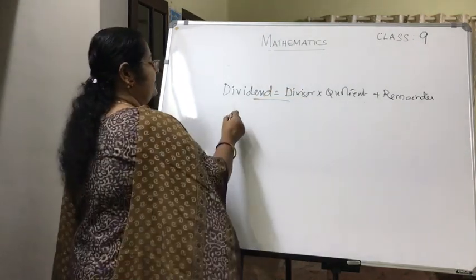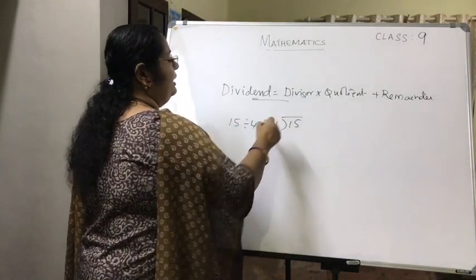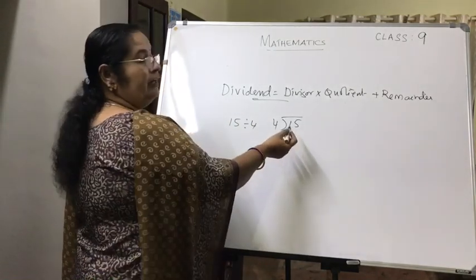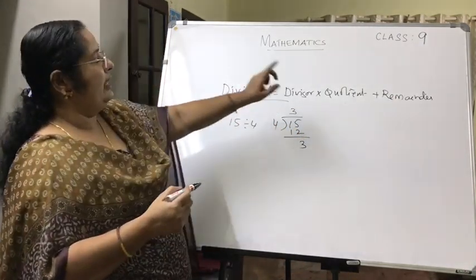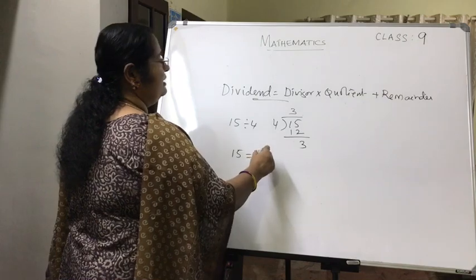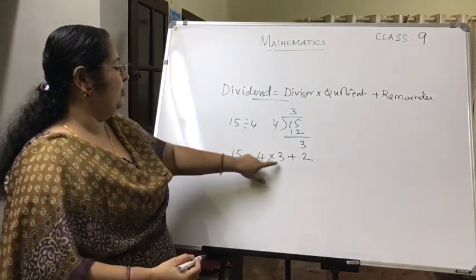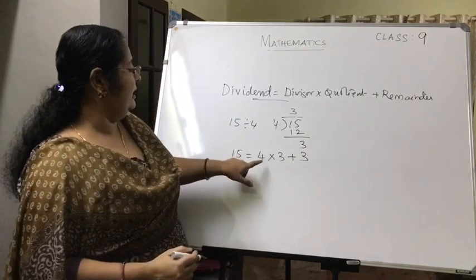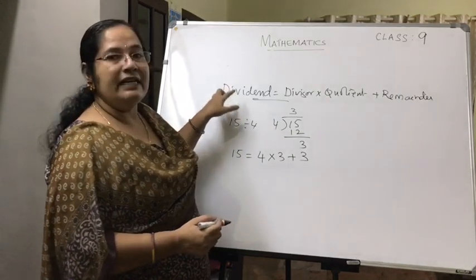Supposing I am dividing, say, 15 divided by 4. So 15 I am going to divide with 4. Here, which is the dividend? 15 is the dividend, 4 is the divisor. So 4 in 15, how many times? 4 3s are 12, a balance of 3. So how will you write this in this format? Dividend 15 is equal to divisor 4 into 3, 12, plus a remainder. Sorry, not 2, 3. The remainder is 3. So 4 into 3, 12, plus 3 equals 15. Yes, it is verified. So this is known as the division fact.